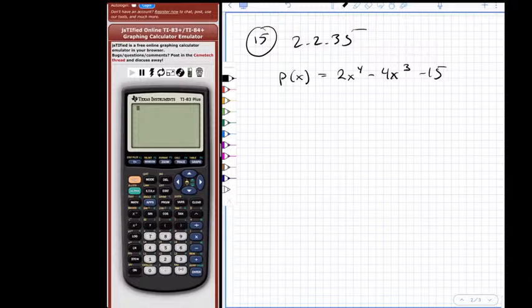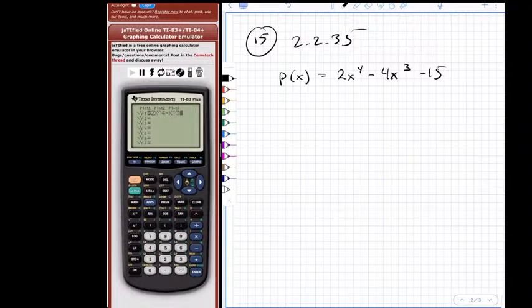So what I'm going to do on my calculator, first in my upper left hand corner, I'm going to go to my y equals and type in the function in question. So we have 2x to the power of 4 minus 4x to the power of 3 minus 15.